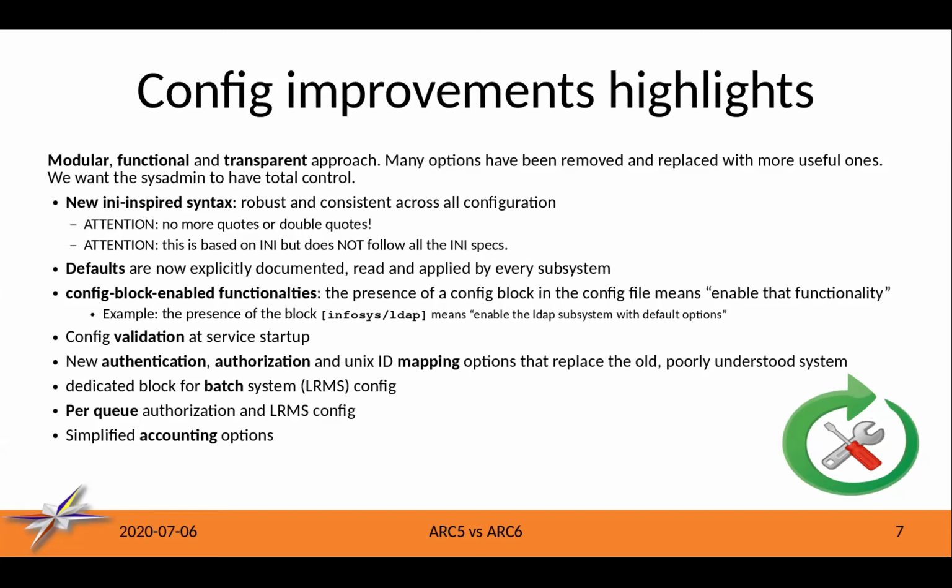We have a dedicated block for batch systems configuration. Before, we didn't have that; it was not really well differentiated. Now you can have per-queue authorization, which was not possible in ARC5. And then we simplified the accounting option parts, which were very hard to configure in ARC5.